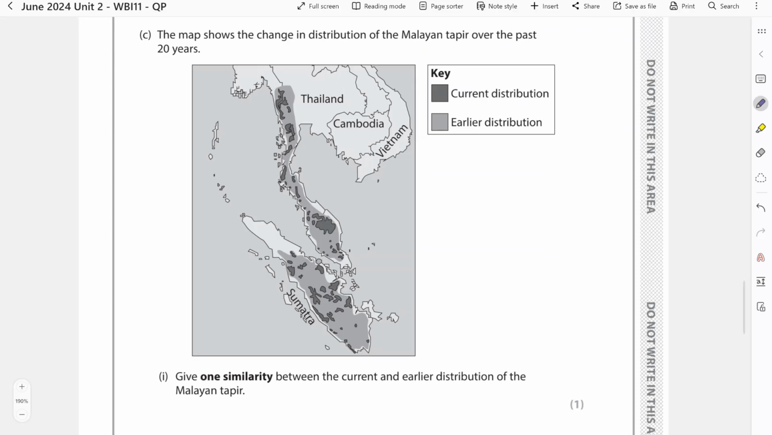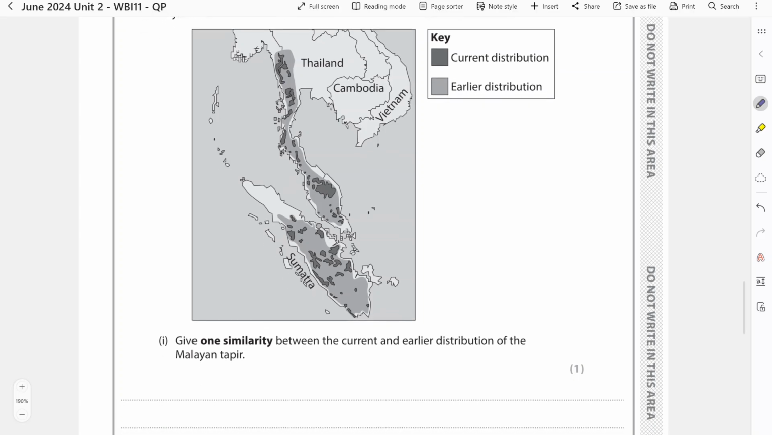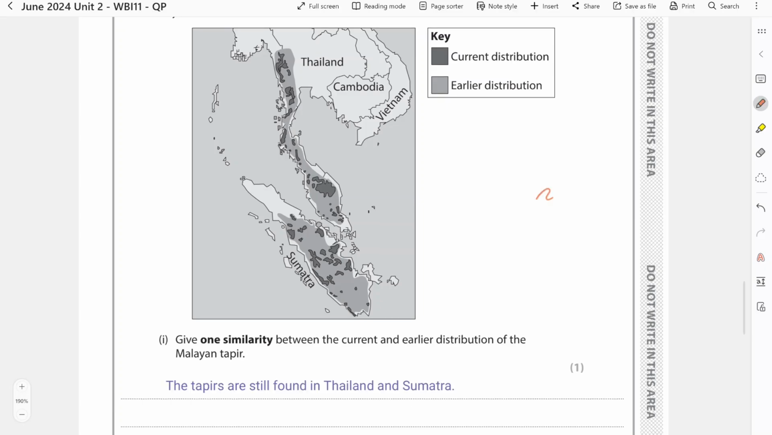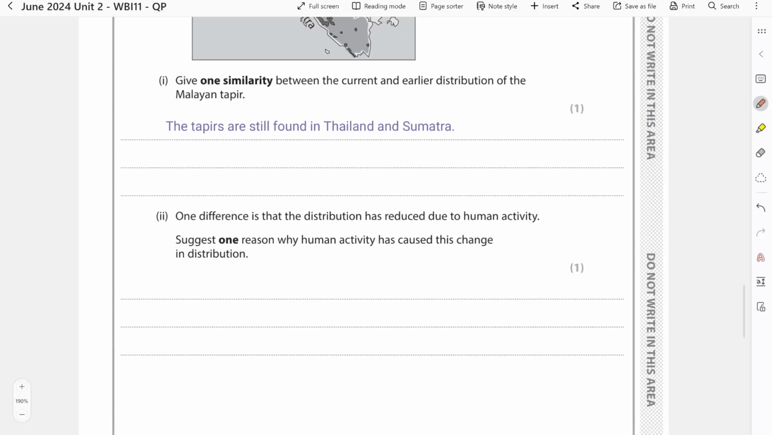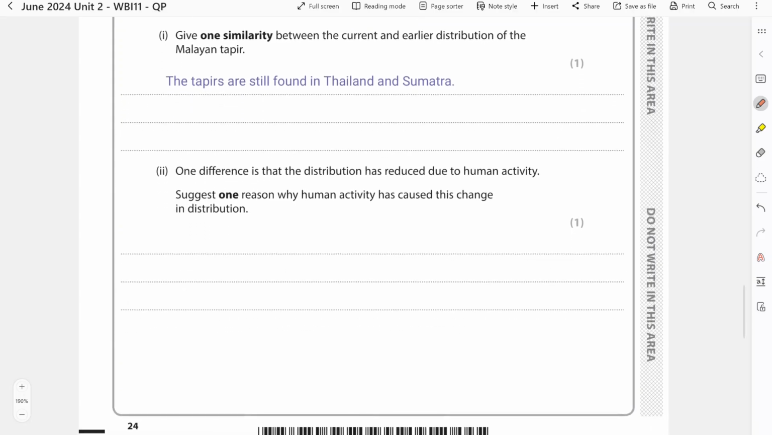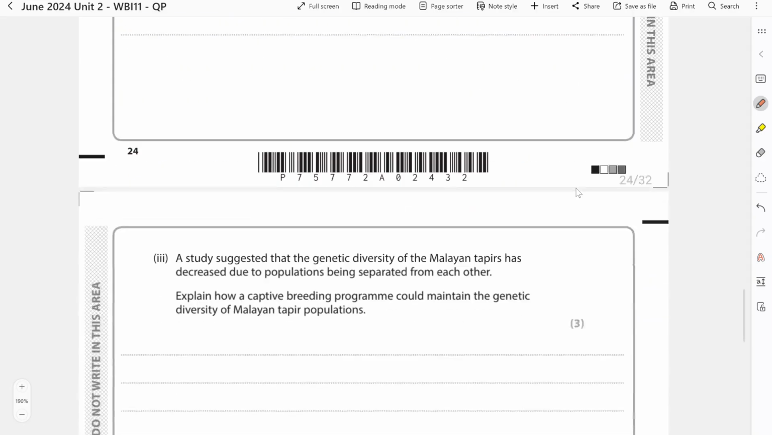Part C, the map shows the change in distribution of the Malayan tapir over the past 20 years. And then part 1, it says, give one similarity between the current and earlier distribution of the Malayan tapir. Okay, so for part 1, I wrote the tapirs are still found in Thailand and Sumatra. Part 2, one difference is that the distribution has reduced due to human activity. Suggest one reason why human activity has caused this change in distribution. Okay, for this part, I wrote one reason could be deforestation, which could cause the tapirs to lose their habitat. So that would be the mark there, and that would cause them to decrease in number.